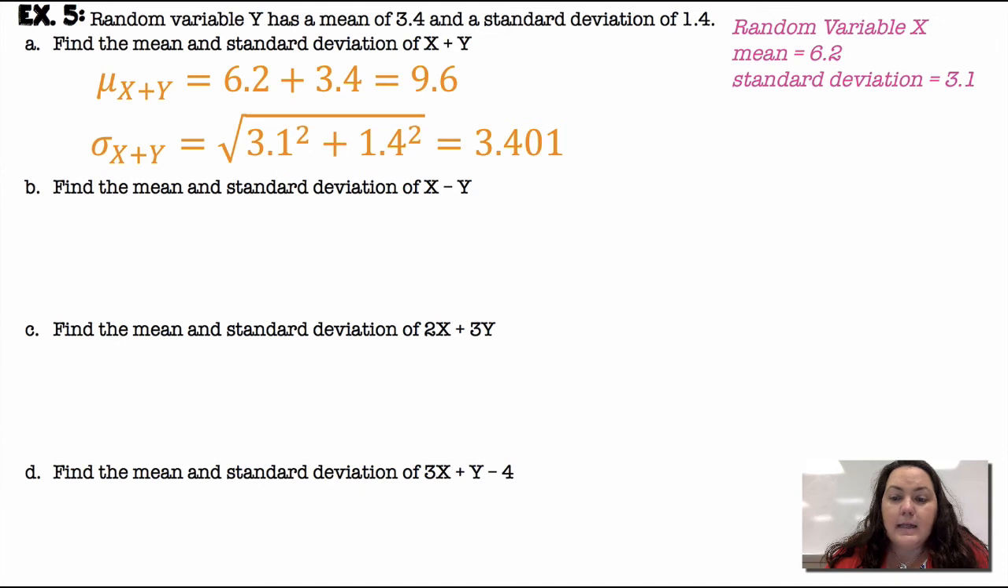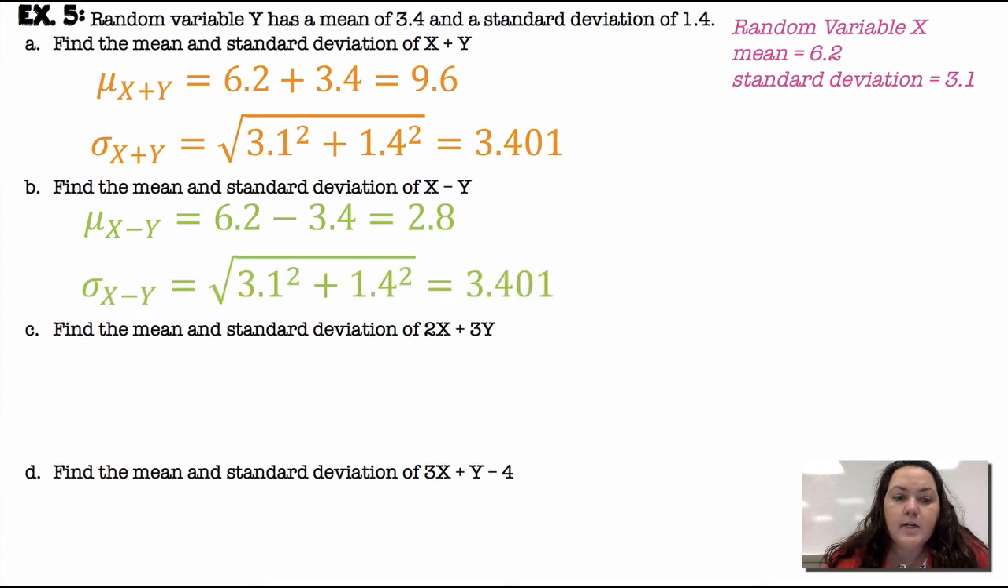You cannot just add the standard deviations. You have to add the variances and then take the square root. Find the mean and standard deviation of x minus y. So 6.2 minus 3.4 gives me 2.8. For standard deviation, even though I'm subtracting, it's always going to be adding when you're under the square root. You're squaring everything, so the negative is not going to make any difference.